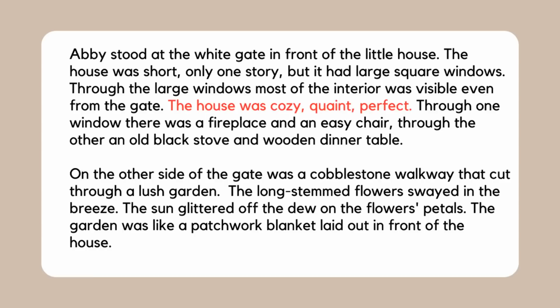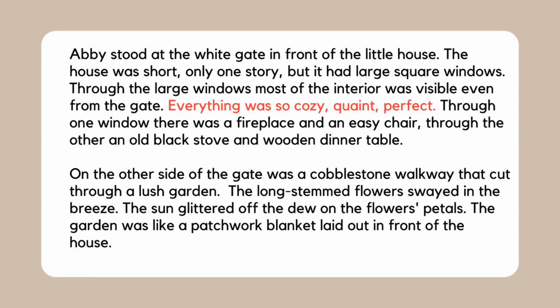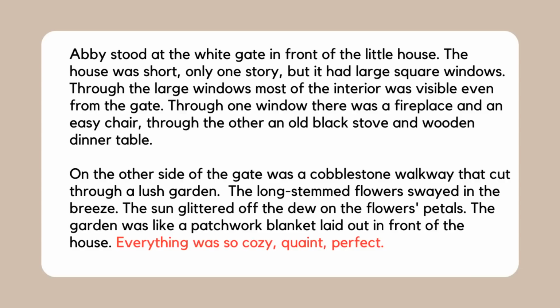The sentence "The house was cozy, quaint, perfect" feels like a conclusion or a thesis statement that sums up the entire description. So it would probably work best either at the beginning or end of the description of the house. However, if we really think about it, "cozy, quaint, perfect" also sums up the description of the garden, and so maybe we want to rework it slightly from "the house was cozy, quaint, perfect" to "everything was so cozy, quaint, perfect," so that we can put it at the very end of our description as the overall intended message of the passage. Of course, we can't always group all descriptions together.